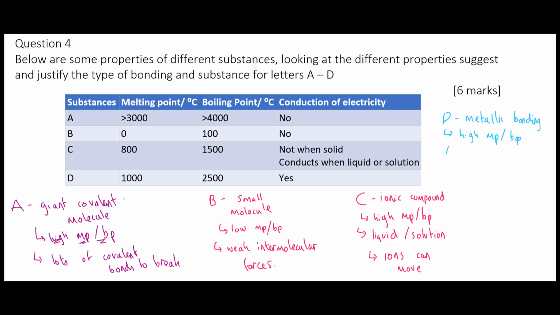But also, substance D conducts electricity. And this will be due to the delocalized electrons within the metal structure. And remember that those delocalized electrons can carry charge.